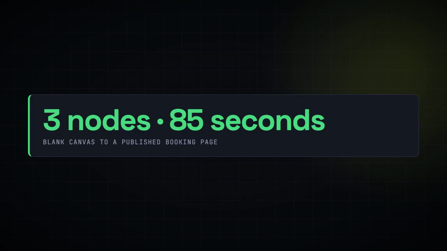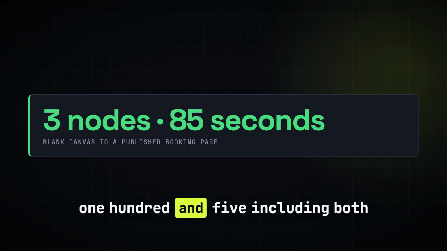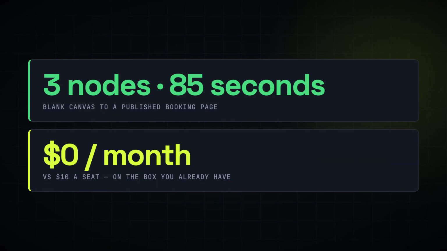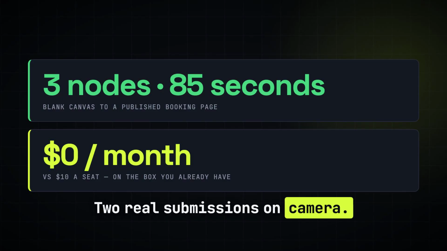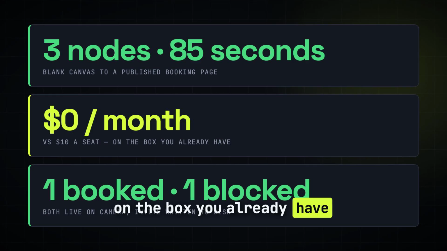The receipts: 3 nodes, 85 seconds to a published page, 105 including both live bookings. 2 real submissions on camera, 1 booked with an invite on disk, 1 correctly refused. Monthly cost, $0, on the box you already have.